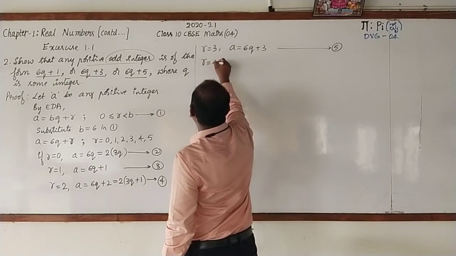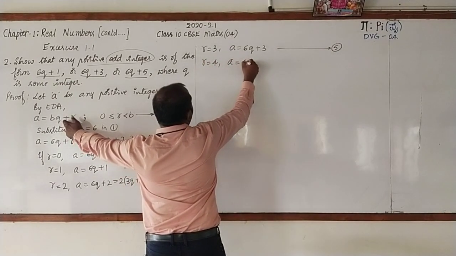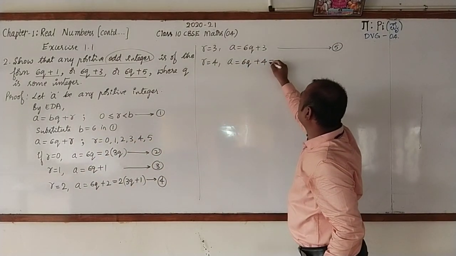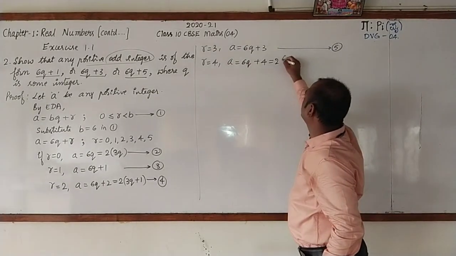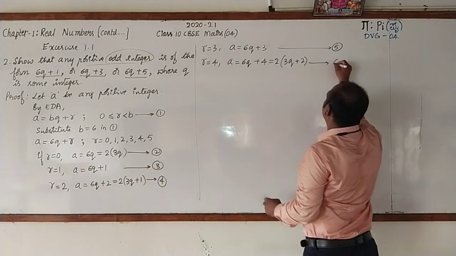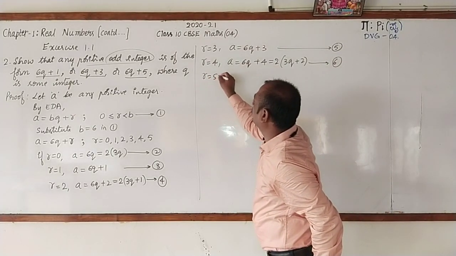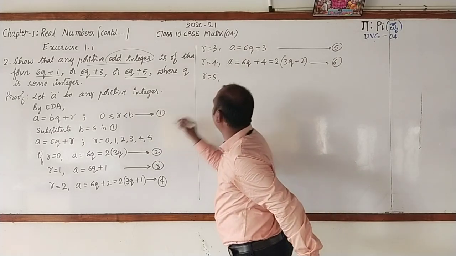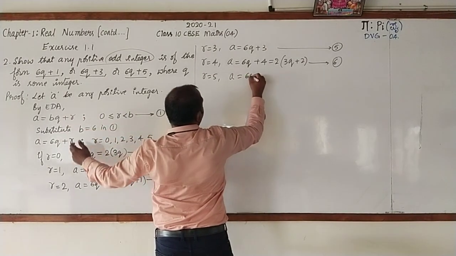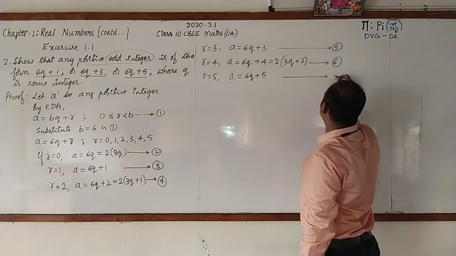If r equal to 4, then a equal to 6q plus 4. Again, you can take a common factor. What is that? It is 2. Then inside the bracket we can write 3q plus 2. Call it as 6. Next, if r equal to 5, a equal to 6q plus 5. Then call this as statement 7.